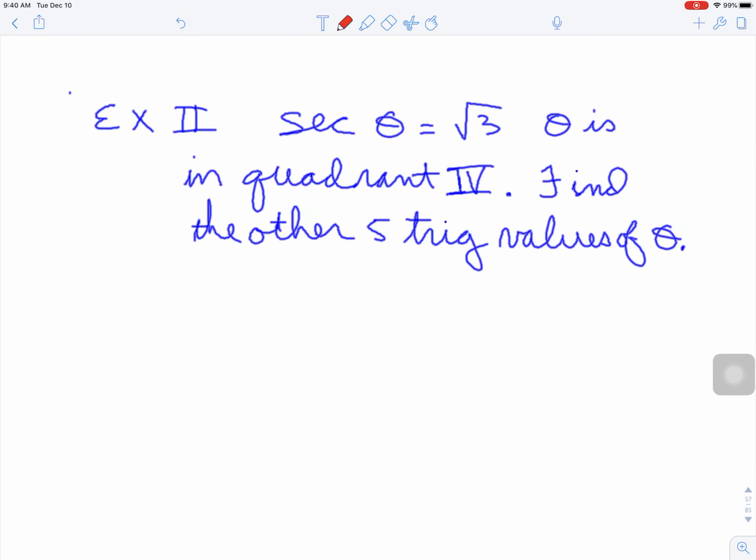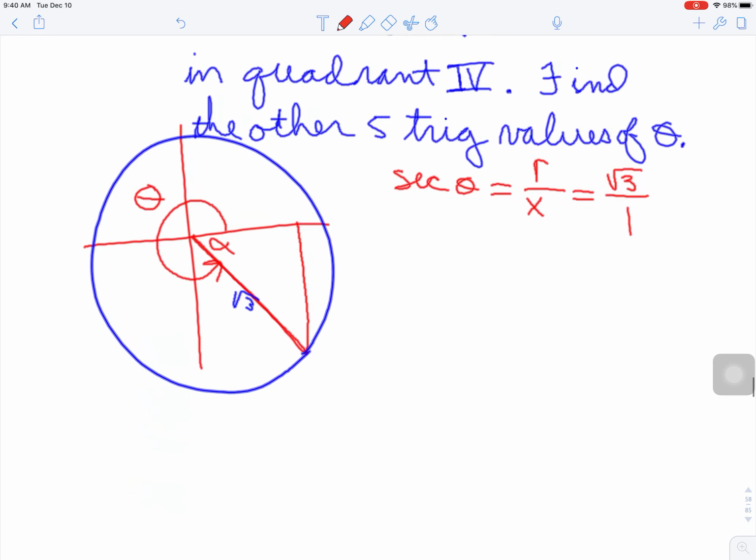Secant of theta is equal to the square root of 3. Theta is in quadrant 4. Find the other 5 trig functions. So let me draw a picture.